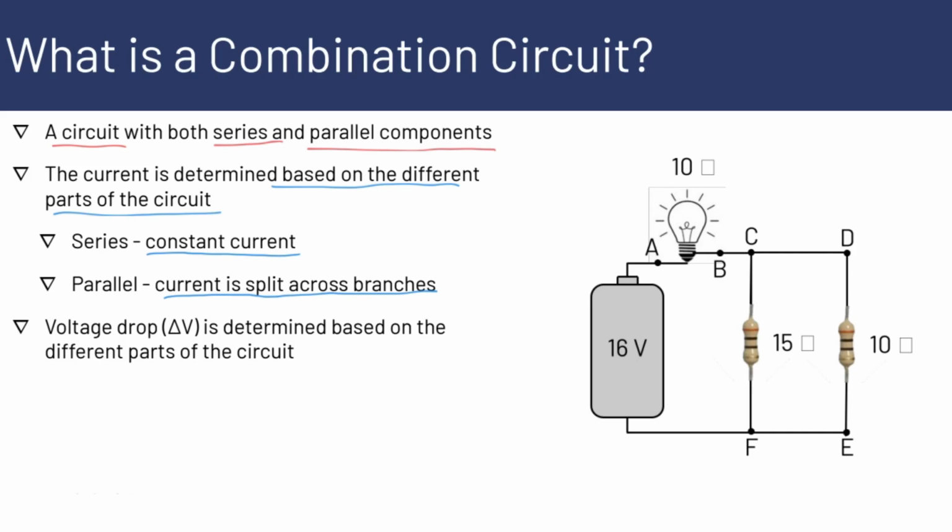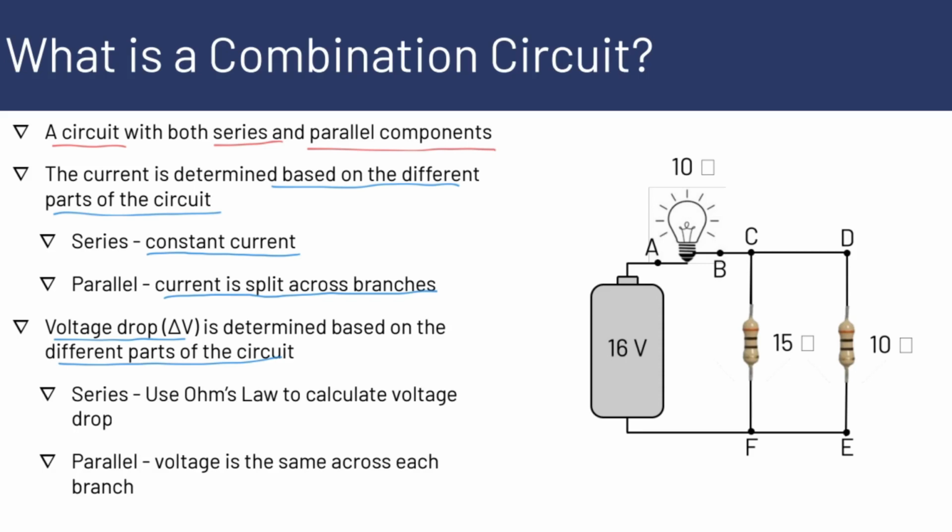The voltage drop is determined based on the different parts of the circuit. So depending on whether we're talking about the series part or the parallel parts of the circuit, the voltage drop is going to be determined by those parts. So for a series part, we use Ohm's Law to calculate the voltage drop. And for the parallel parts of the circuit, the voltage is the same across each branch.